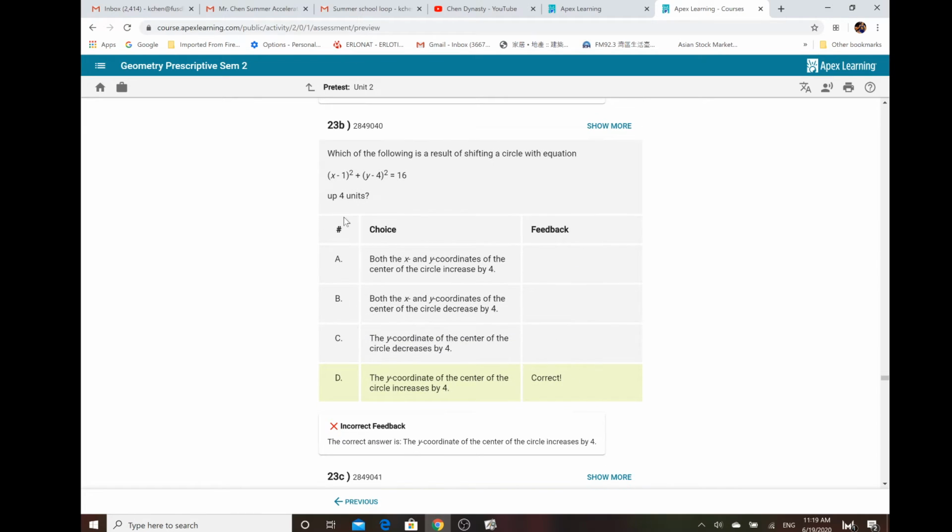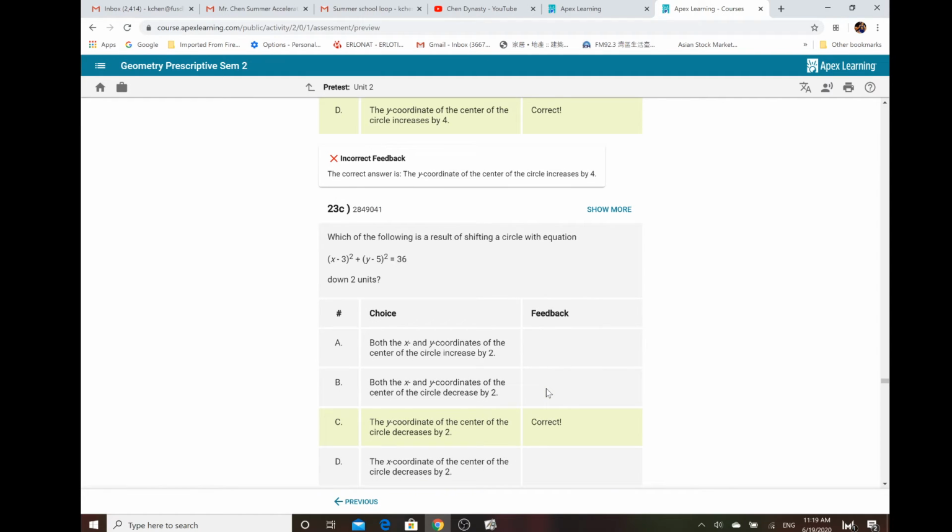And here's another one, up 4 units, so that means the y-coordinate of the center of the circle increases by 4. And what about down 2 units? So that means decreases by 2.